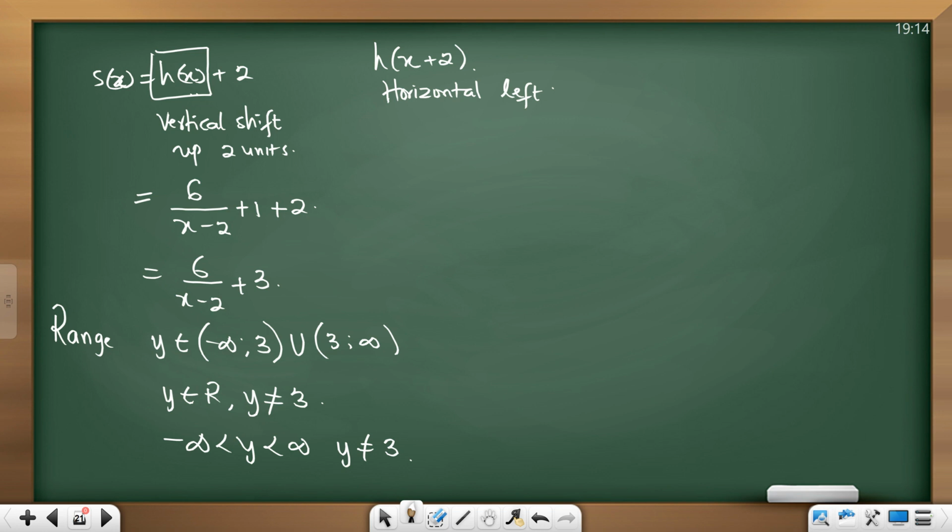No, you don't need to show it. Because I could walk around even from the first one. What was our original equation? H of x equals to what? 6 over x minus 2 plus 1. What was your range? Y is an element of what? Real numbers. Y is not equal to what? 1. But this graph, S of x, it has now gone up by how many units? 2. Move that up also by 2.